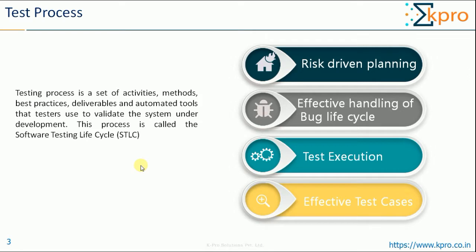Testing process is a set of activities, methods, best practices, deliverables, and automated tools that testers use to validate the system under test. This process is called the software testing life cycle. Effective test process always includes risk-driven planning. Foreseeing risks and having a mitigation plan will always save time and energy. Effective test process handles the bug life cycle effectively.